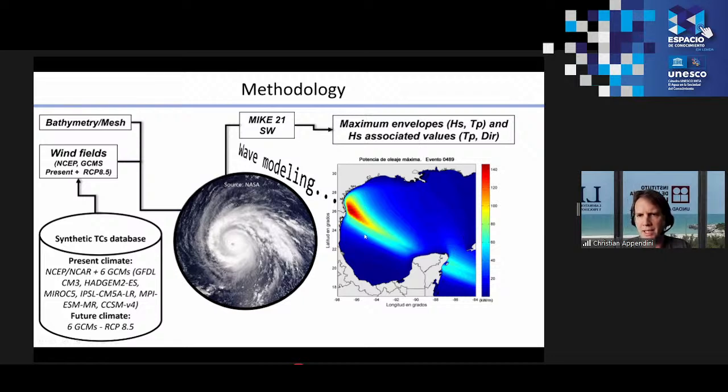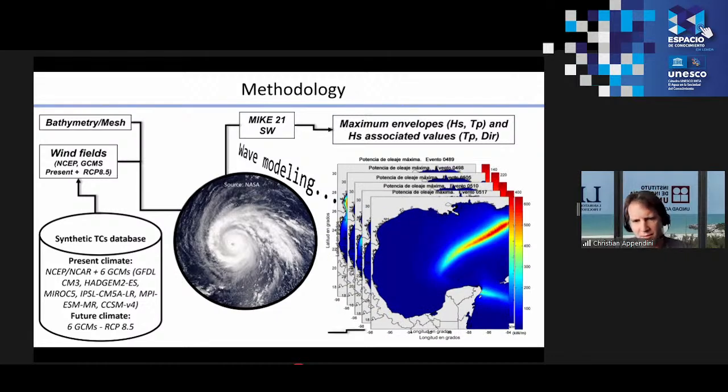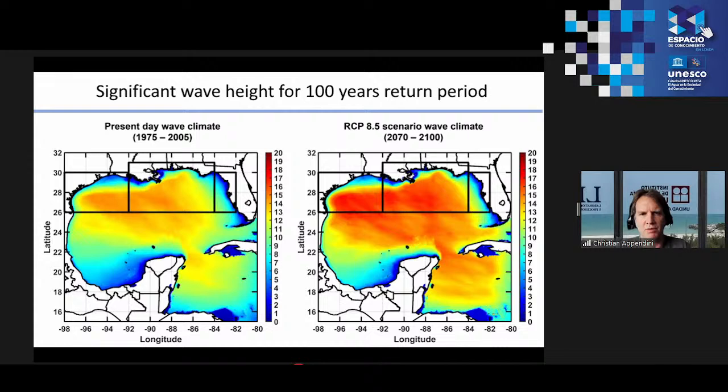So we get maps like this one, where during the lifetime of the event, we get the maximum of those parameters. So we do that for all the synthetic events, which vary depending on the model, but there are around 1,000 events that were modeled. And then from those, we use extreme value analysis to establish recommendation values for design. And these are the results from the ensemble.